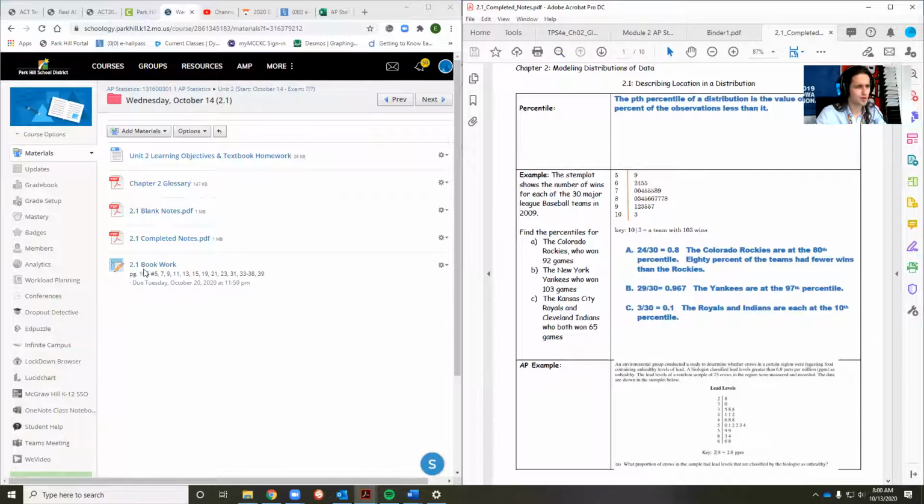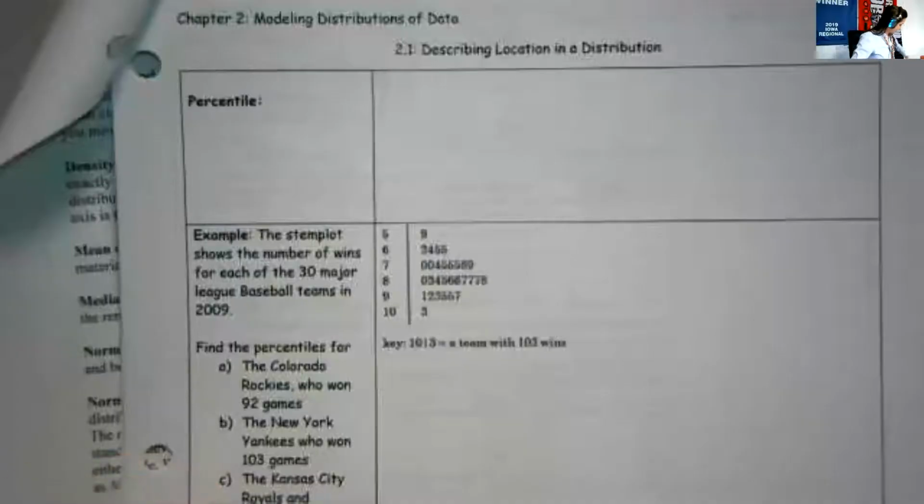So let's get into it. You see bookwork on there as well. Bookwork will be due the following Tuesday for you. So let's jump into it. Yeah, so here we go.